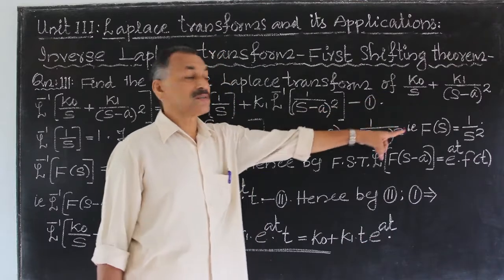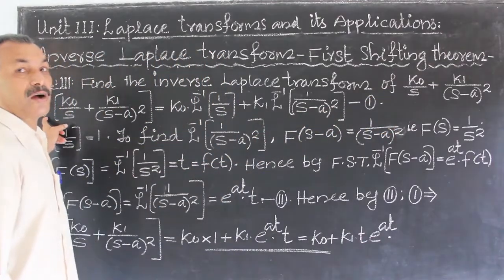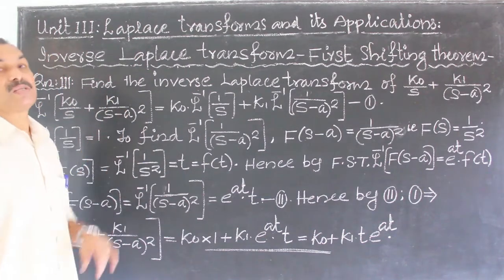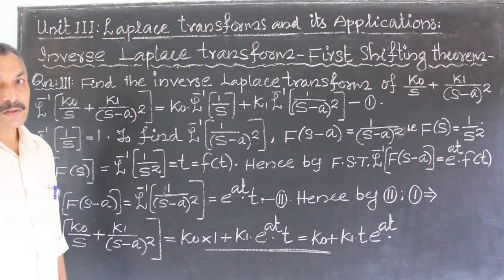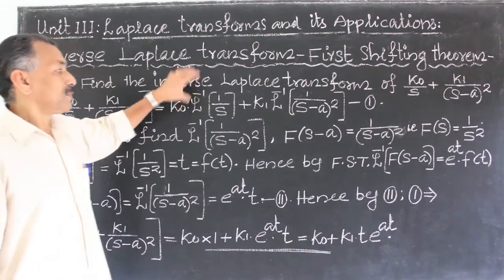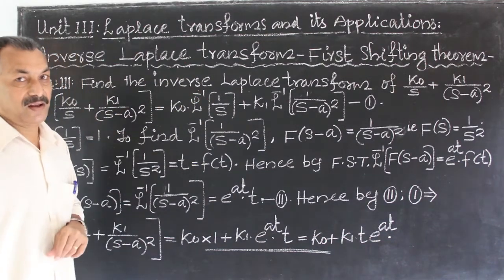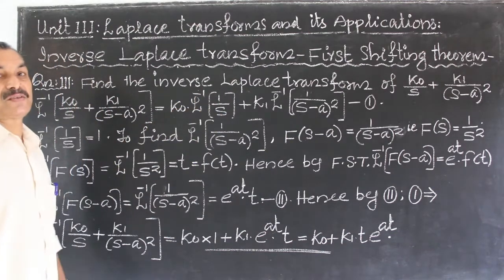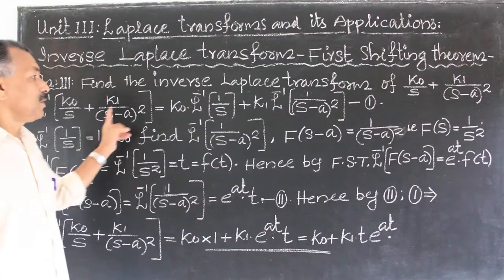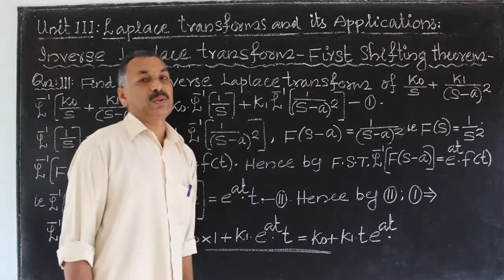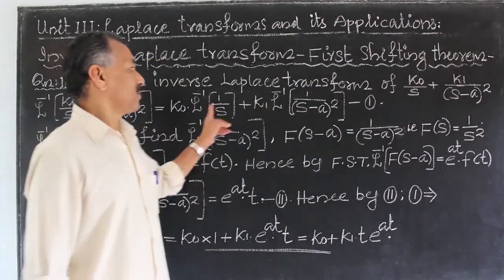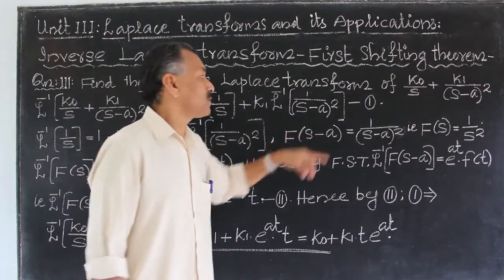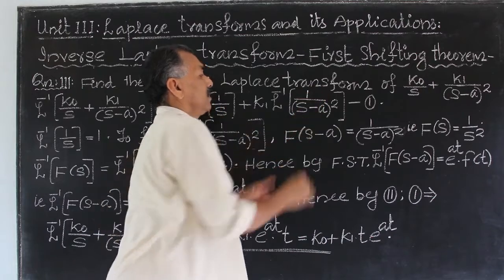Find the inverse of this function. That means we have to find the Laplace inverse of k0 by s plus k1 divided by s minus a whole square, which is equal to the Laplace inverse of the first function plus the Laplace inverse of the second one. That is equal to k0 into L inverse of 1 by s plus k1 into L inverse of 1 divided by (s minus a) square. This is the result. We substitute the values of L inverse of 1 by s and L inverse of 1 divided by (s minus a) square.